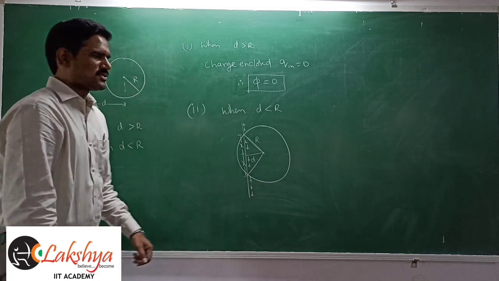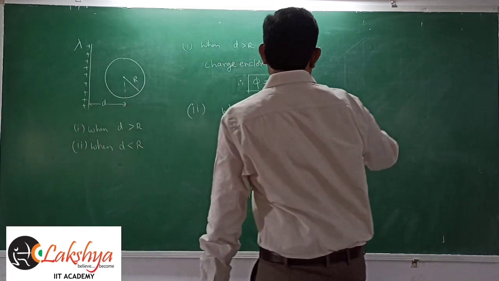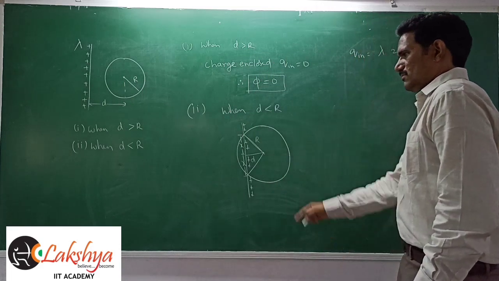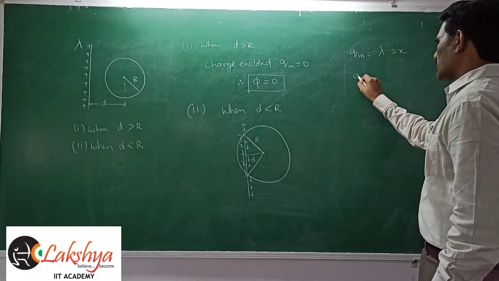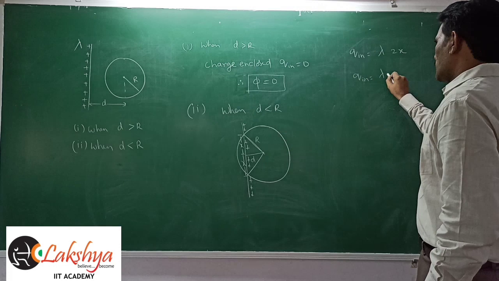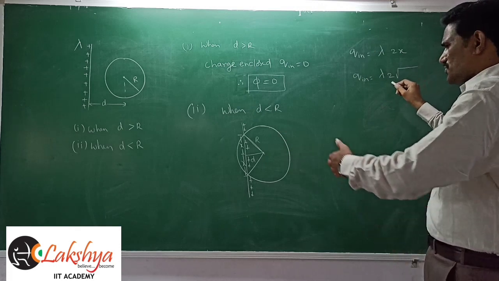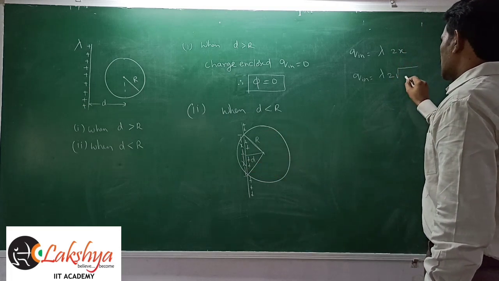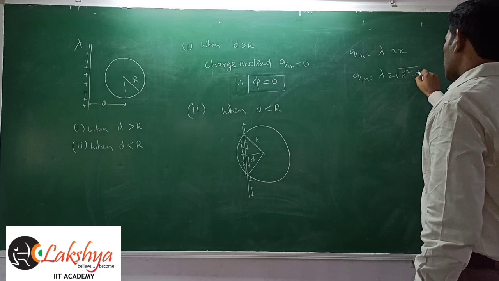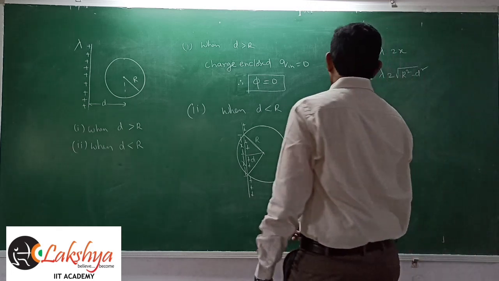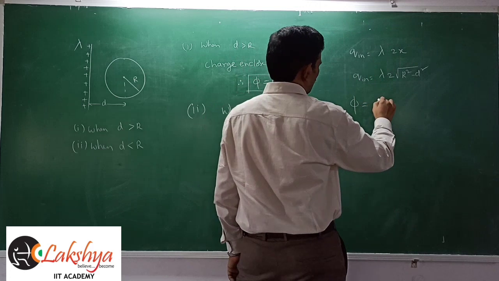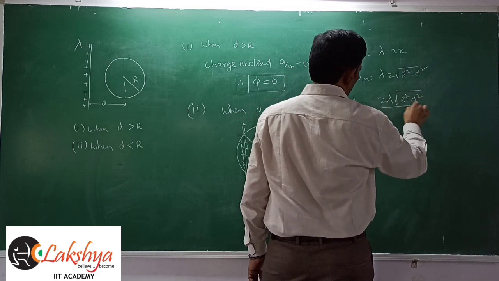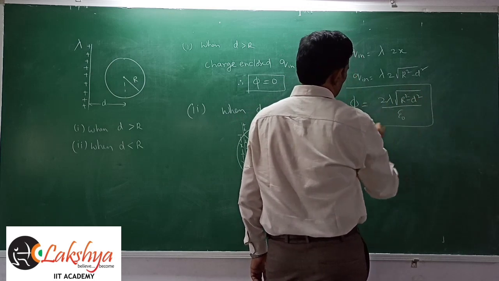Therefore in the second case we can calculate that charge enclosed is equal to lambda into 2x, because 2x is the total length inside that we are taking here. So it will be equal to lambda into 2 into that x value, which we can write simply by using this triangle, Pythagoras theorem, as under root of r square minus d square, right? And therefore the flux passing through that will be equal to 2 lambda into under root of r square minus d square by epsilon naught. So this is the flux passing through that spherical surface.